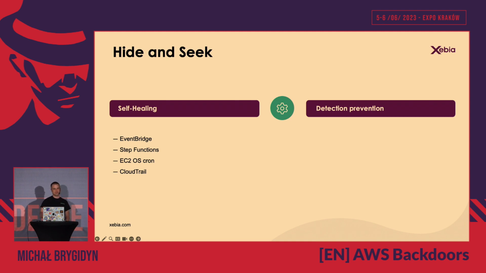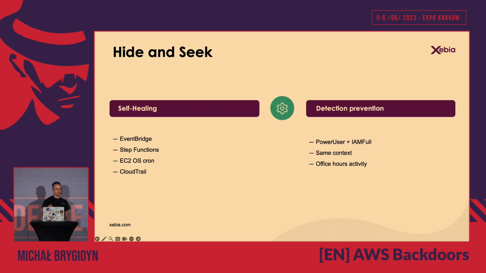And the last one, CloudTrail. On CloudTrail, we can also have actions that are triggered by your actions. Let's say you just deleted a role that was my role, my backdoor role, and in CloudTrail there will be an event that this role was deleted, and this can trigger my Lambda that will rebuild the role.